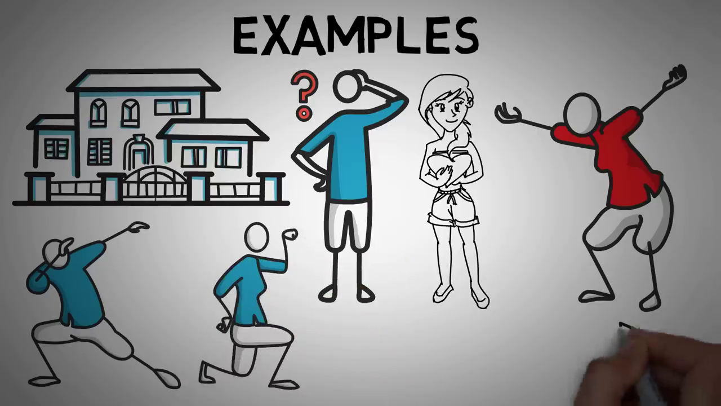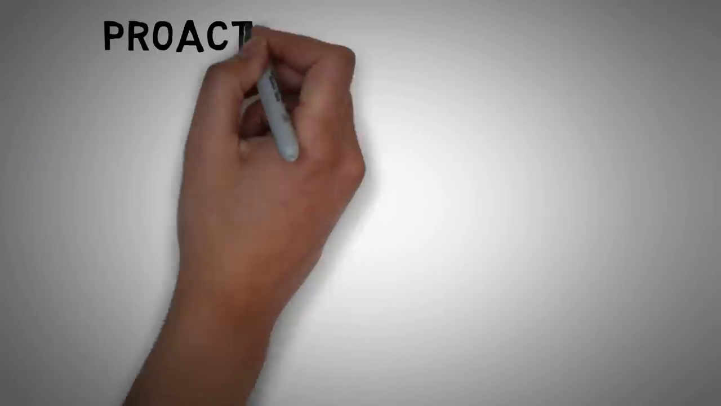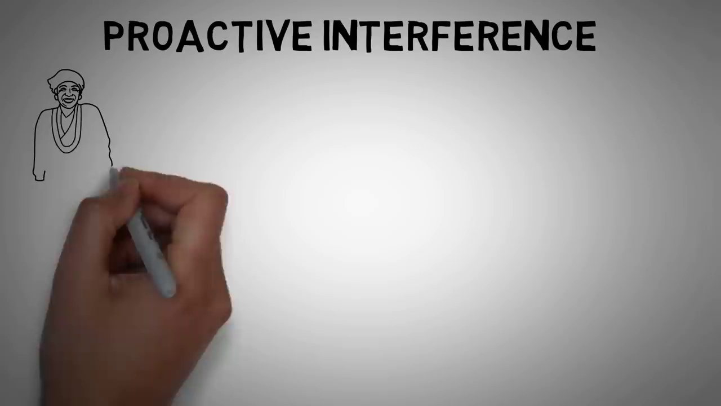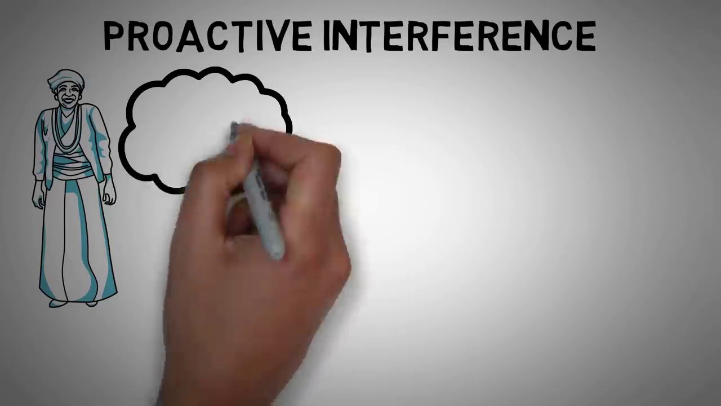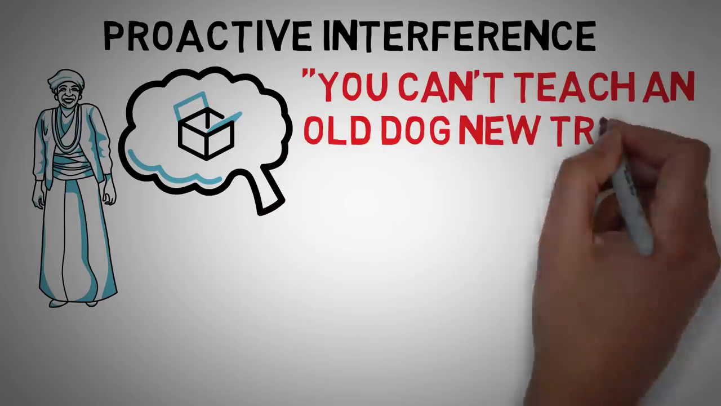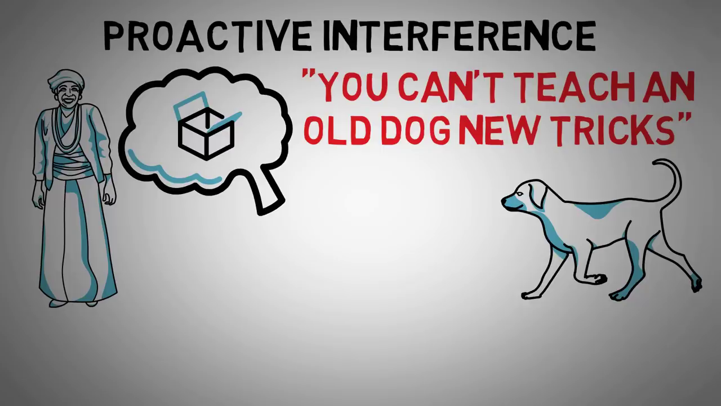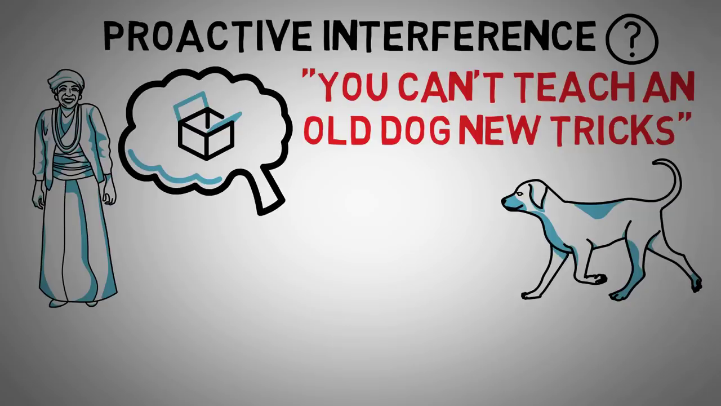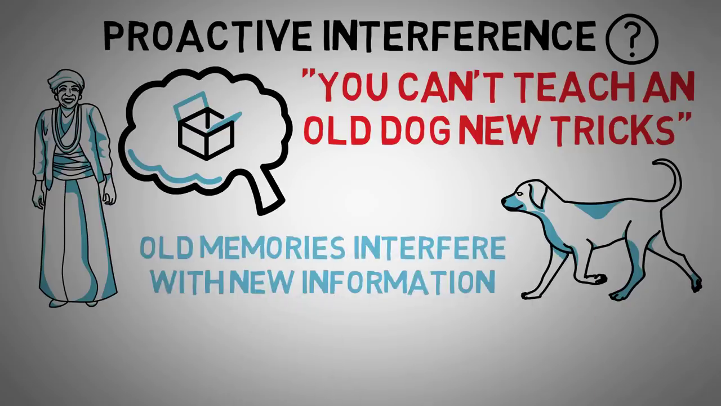Next, let's move on to the opposite type of retroactive interference, something called proactive interference. So older adults are more likely than young adults to experience proactive interference, and it makes sense. They've got a lot more memories stored away, and those old memories can interfere with newer ones. So when you think of the phrase, you can't teach an old dog new tricks, maybe it was just because of proactive interference. Before we get any further, what is proactive interference? Well, proactive interference occurs when old memories interfere with your ability to encode and retrieve new information.